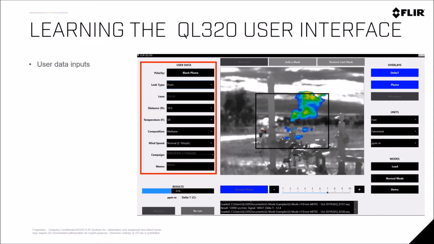The lens is a feature that we automatically integrate. So the QL320 will reach out to your camera and pull that lens data in automatically without any manual input. You do need to put in the distance, and you need to be fairly accurate. Whether you use a range finder like a golfer would, a tape measure, a laser distance meter, or even stepping it off, you want to be as accurate as you can with that distance measurement.